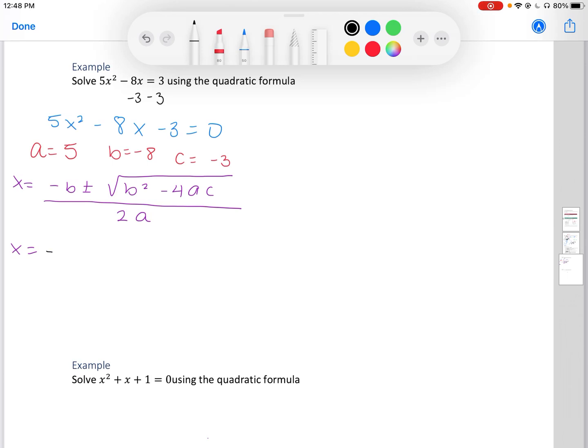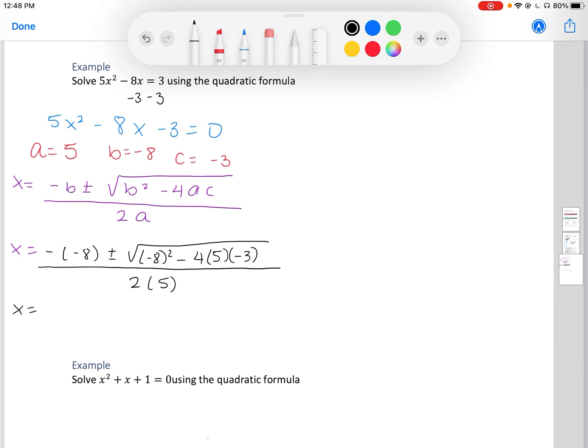So I have negative, my b is negative 8, plus or minus the square root of b squared, so I have negative 8 squared minus 4 times a times c, which is negative 3. All of that will be divided by 2 times a, and my a is 5. Ooh, I'm really happy I used parentheses because there are a lot of negatives here. I probably would have made a silly sign error.